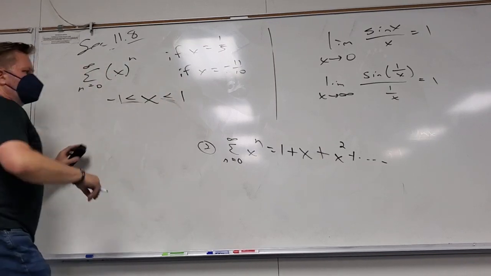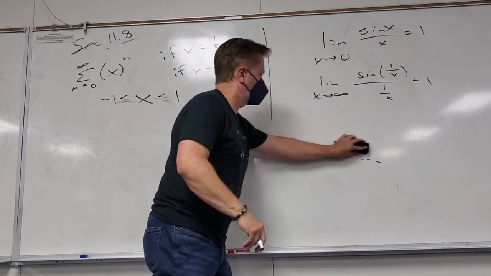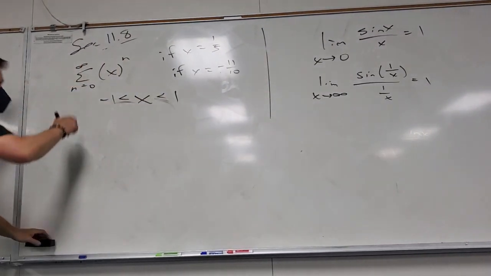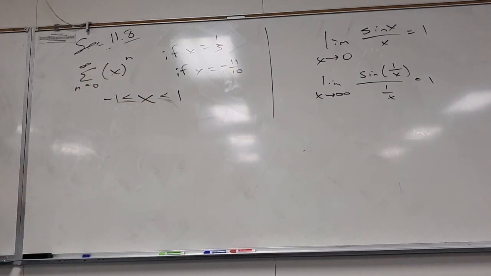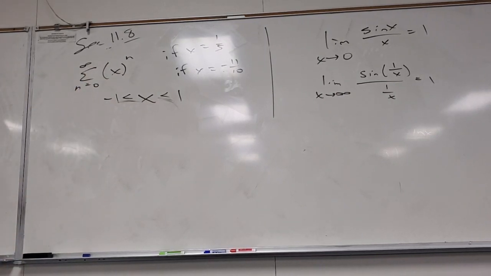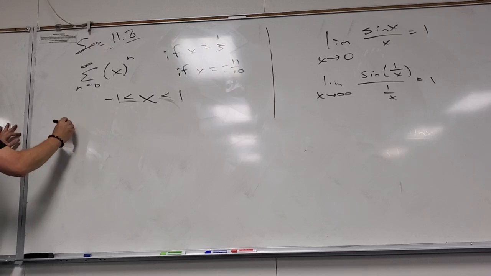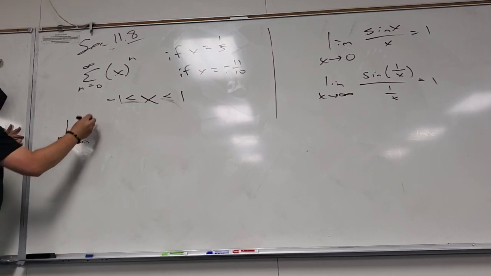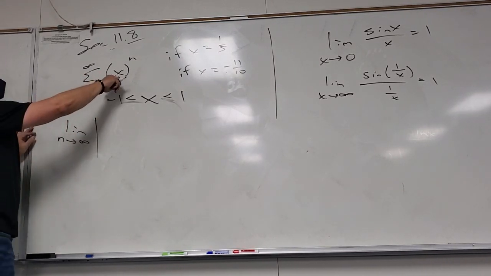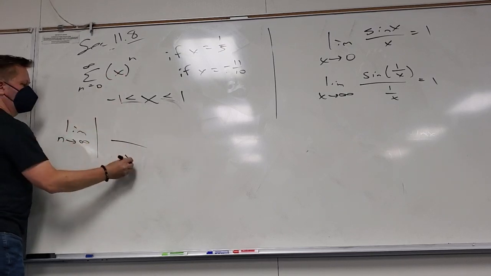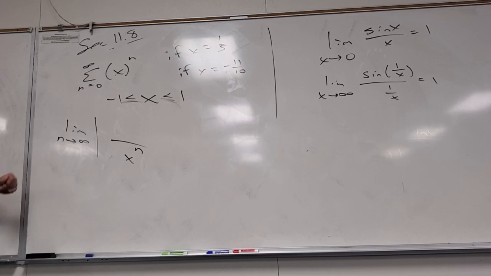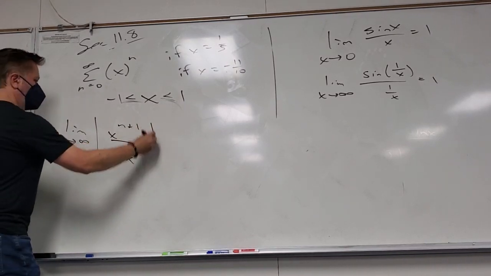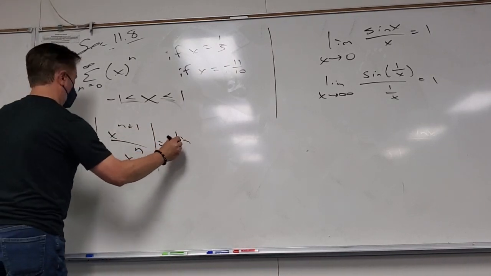Can you please, last thing we'll do today. I think I've said that a few times. Let's apply the ratio test to this thing. How do I do that? What's the next term? So the nth term is x to the n, correct? What's the next term? x to the n plus 1. What does that equal?